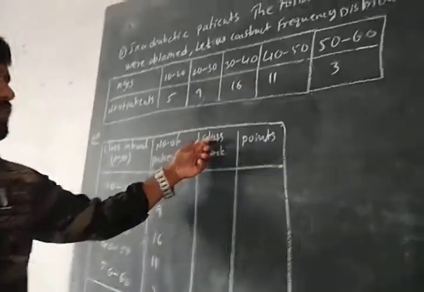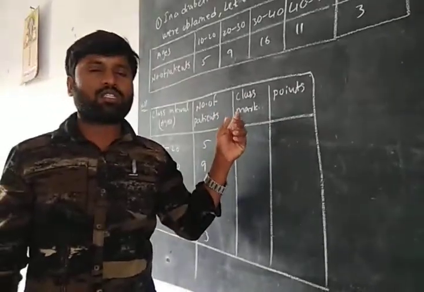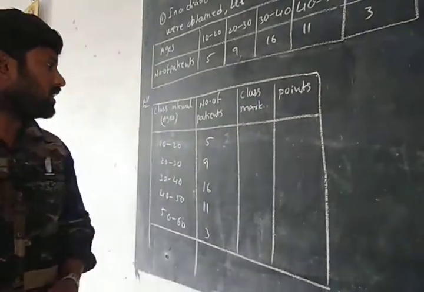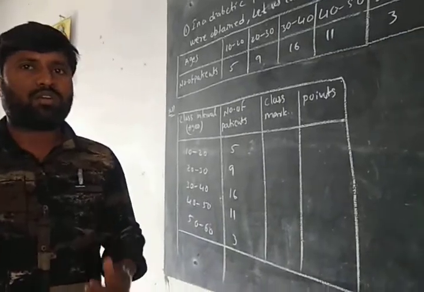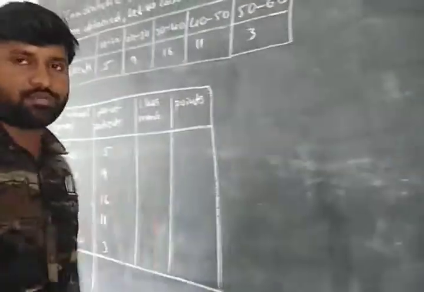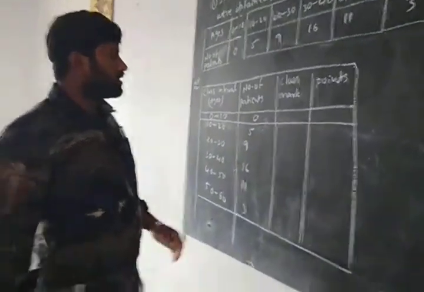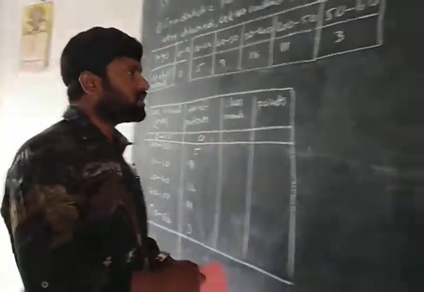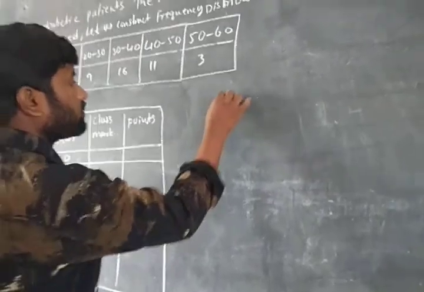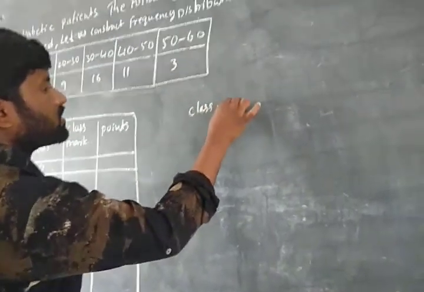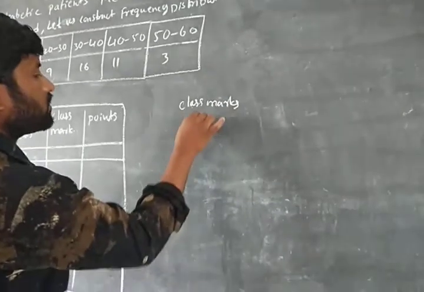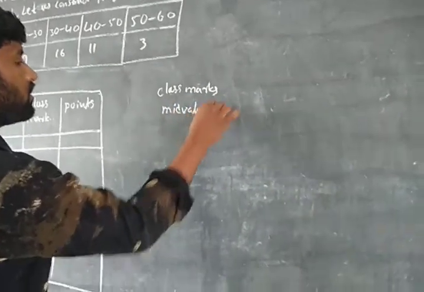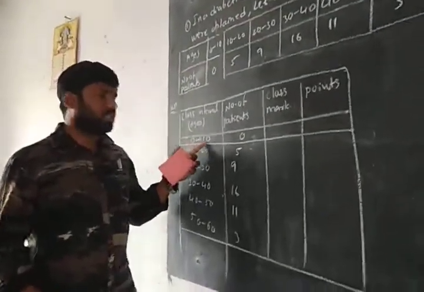Now I want the class marks. Class marks means these are the mid values. So we can find like this. Okay students, so I have written like this. Now we want the class marks. Class marks means simply they are mid values. See here, this is the first class, 0 to 10.